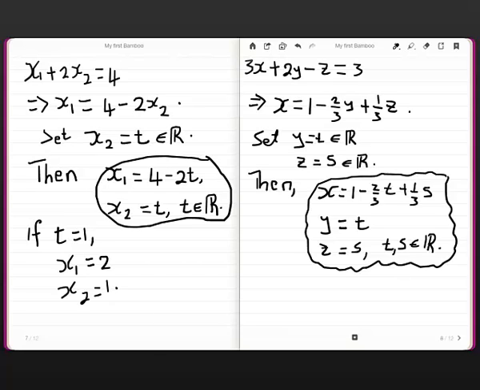Okay, now in the next lecture I would introduce you to the idea of Gaussian elimination or row echelon form. But for now, we know the definition of a system of linear equations and the idea of a parametric representation of a solution set. Okay, thank you very much.